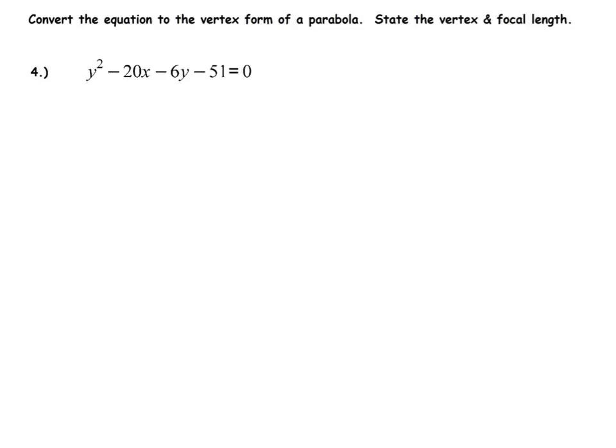All right, one last example. In this example, you're given the equation for the parabola, only we want to convert the equation to vertex form. So start by grouping all the y's on one side and all the x's on the other side. So I'm going to put y squared minus 6y on the left side. I'm going to leave some space there because we're eventually going to complete the square. I'm going to move this negative 20x over, so that's going to become a positive 20x. And I'm also going to move this negative 51 over to the right side, so that becomes plus 51.